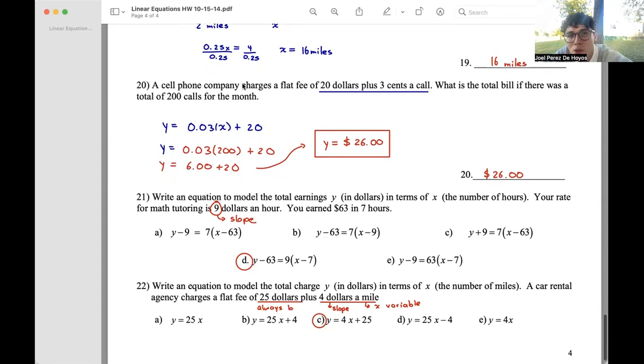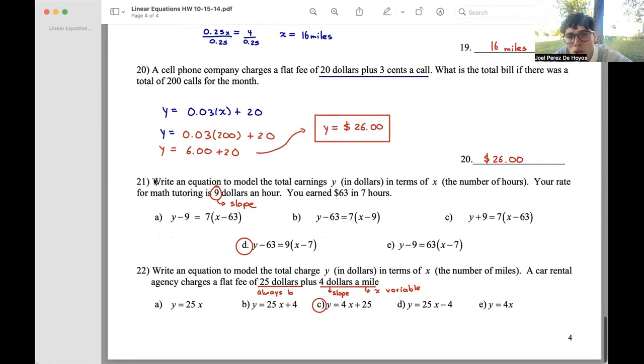Number 20, a cell phone company charges a flat fee of $20 plus 3 cents a call. What is the total bill if there was a total of 200 calls per month? So this is going to be the equation: 3 cents per each call plus $20 monthly fee. So 0.03 times 200 plus 20, 6 plus 20, $26.